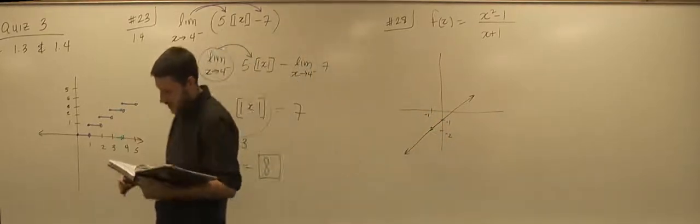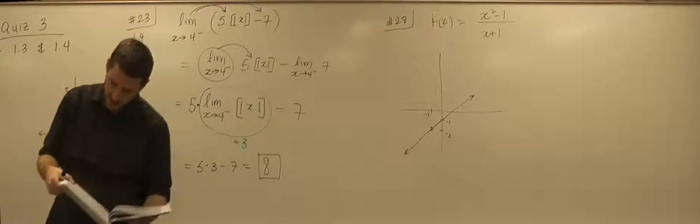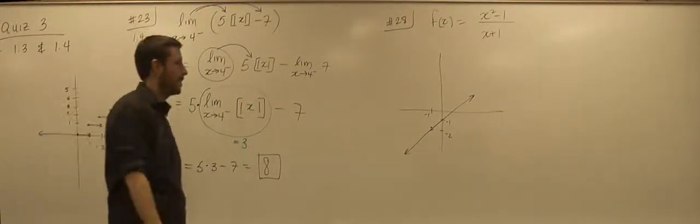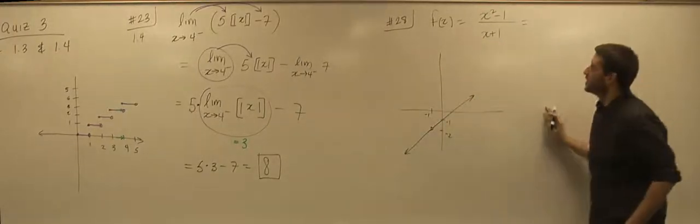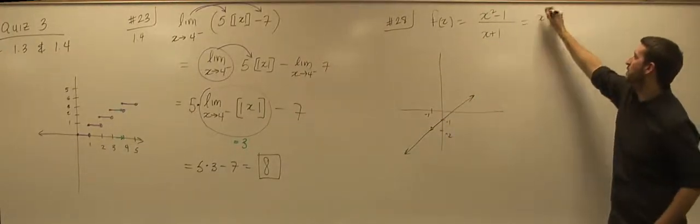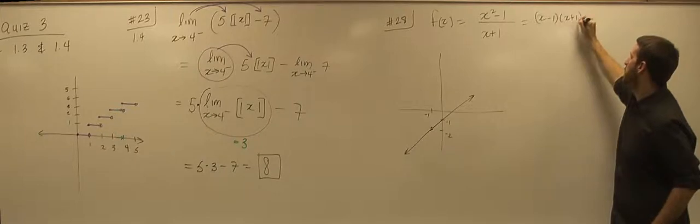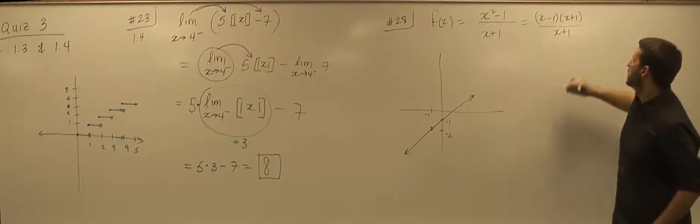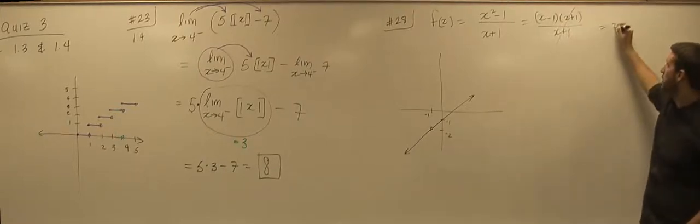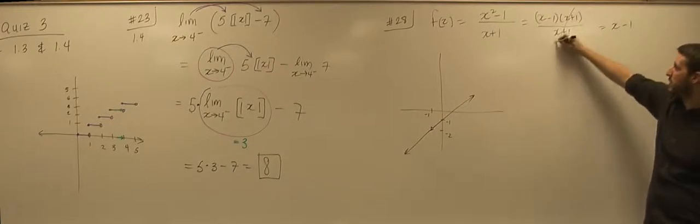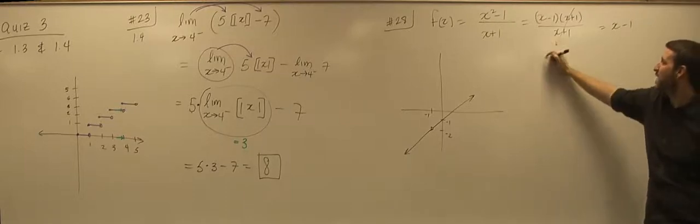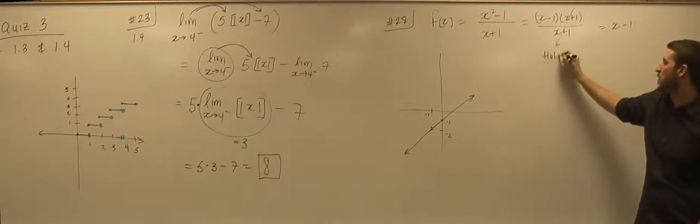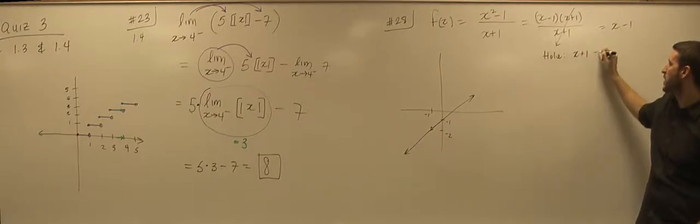And they say discuss the continuity of each function. So basically, find the continuity. If you factor this out, x minus 1 times x plus 1 over x plus 1, the x plus 1's cancel, leaving you with x minus 1. But where does this put your hole? At negative 1, because you can't have the denominator equal 0. So your hole is going to come up when x plus 1 equals 0.